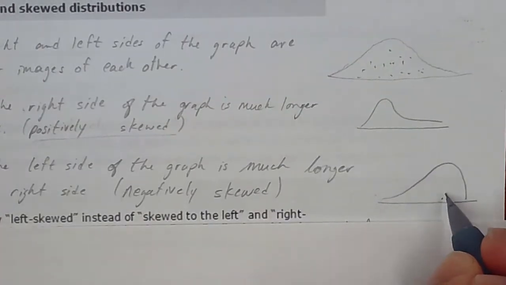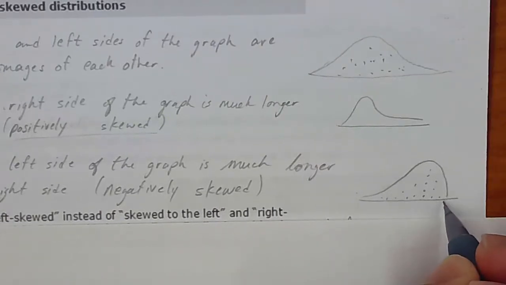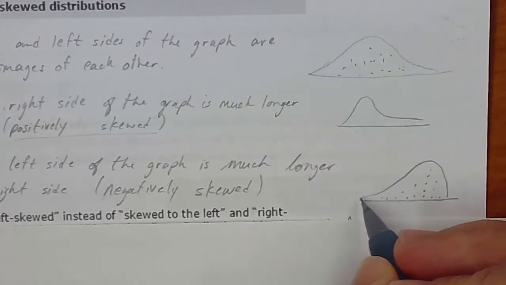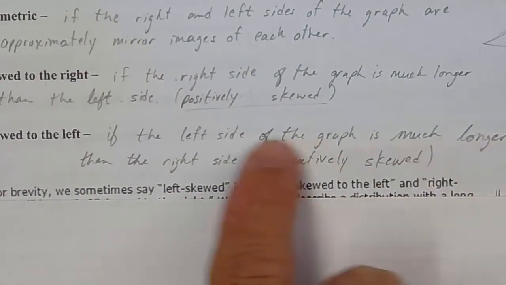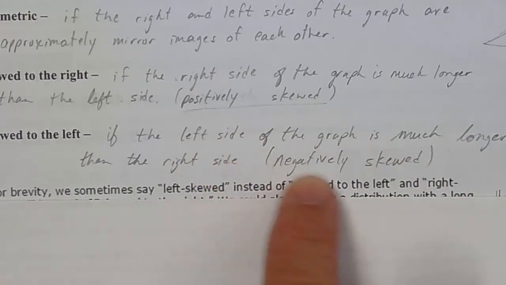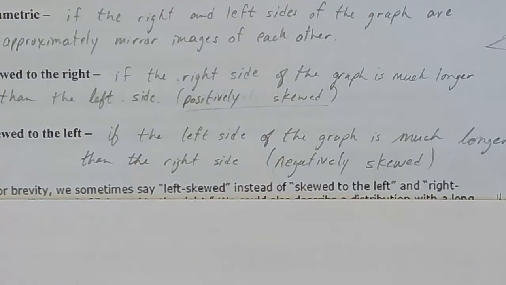And sometimes it might be a dot plot here, and we're trying to figure out exactly what the shape looks like. So the dot plot might look like this underneath, and it looks like it's roughly skewed left. The tail extends that way. So if the left side of the graph is much longer than the right side, it's also called negatively skewed, because it's going in the negative direction, right?